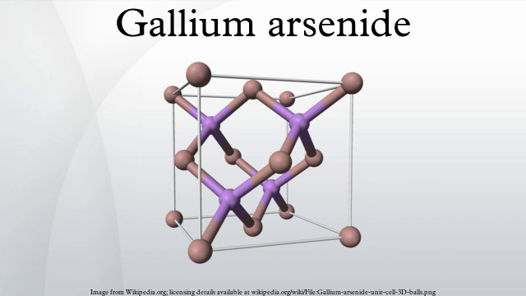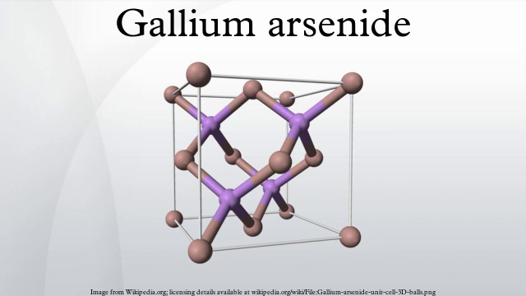Gallium arsenide is a compound of the elements gallium and arsenic. It is a III-V direct bandgap semiconductor with a zinc blende crystal structure. Gallium arsenide is used in the manufacture of devices such as microwave frequency integrated circuits, monolithic microwave integrated circuits, infrared light-emitting diodes, laser diodes, solar cells and optical windows.